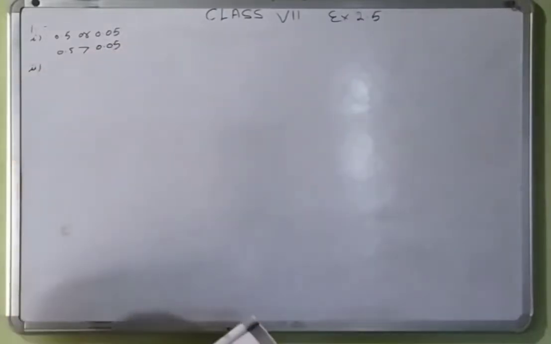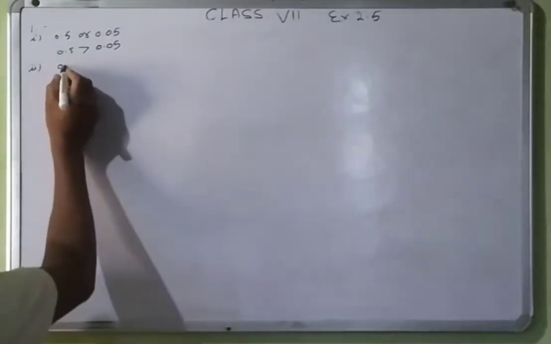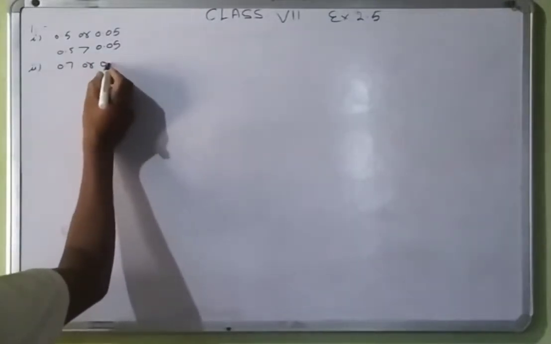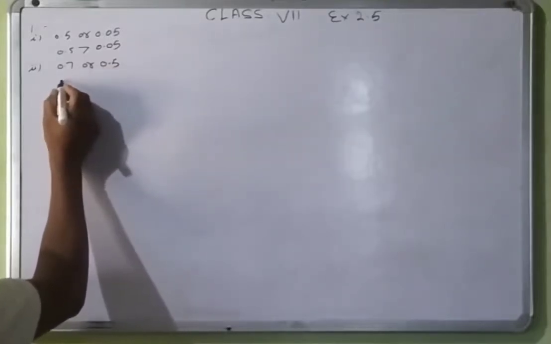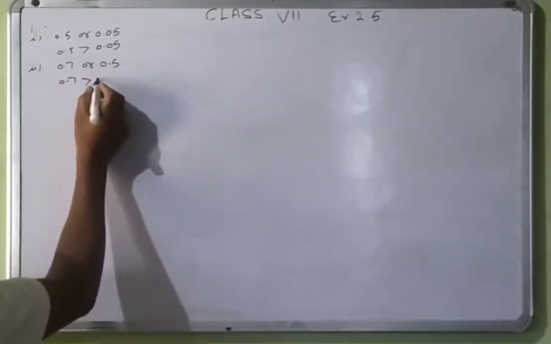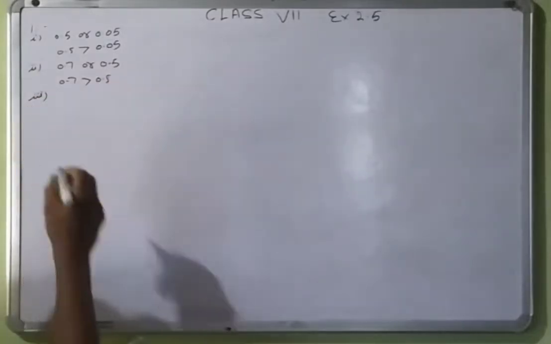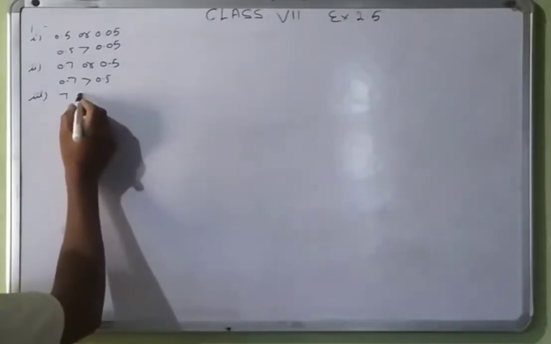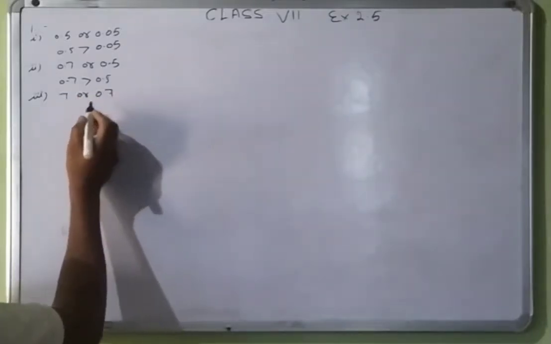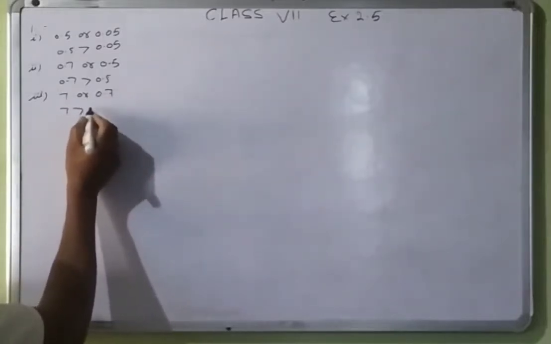Second part, that is 0.7 or 0.5. Obviously, looking at it, that is a 7. So 0.7 is greater than 0.5. Third part, that is 7 or 0.7. Before the decimal here is a 0, here is a 7. So that 7 is greater.